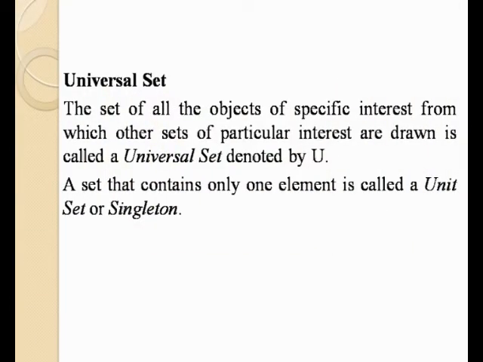Then we'll go to universal set. The set of all the objects of specific interest from which other sets of a particular interest are drawn is called the universal set. That is, a universal set contains all other sets. A set that contains only one element is called a unit set or singleton.